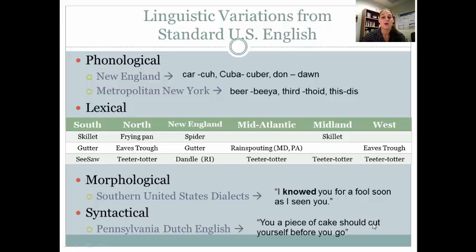And so it's SOV order. And notice how, because we're talking about word order, that's why it's an example of a syntactical difference between dialects. Okay, obviously in Standard American English, we would say you should cut yourself a piece of cake, which would be subject, verb, object.